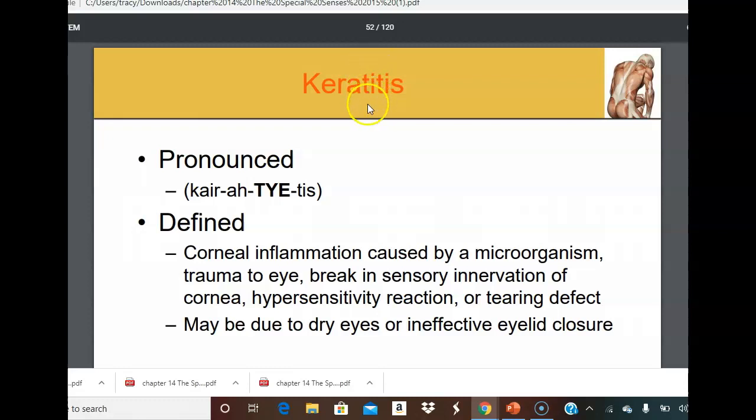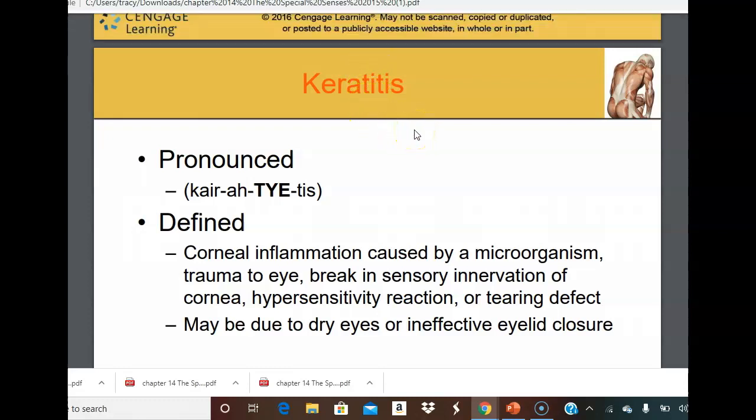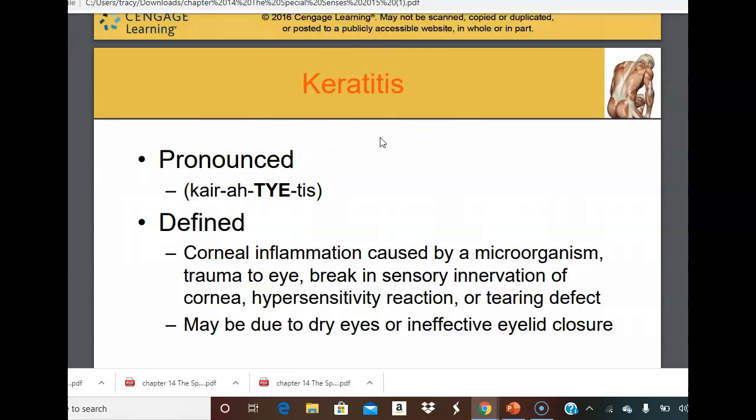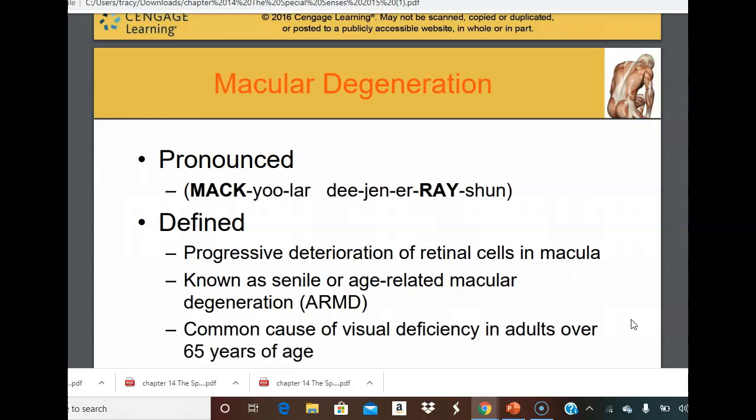Okay, so keratitis, remember kerata refers to keratin, but it also refers to cornea. So keratitis would be a corneal inflammation caused by a number of different things. It could be organisms of some sort, trauma, hypersensitivity reaction, tearing. But this condition is why it's very important to keep the eye lubricated. Dry eye situations or people that have issues with that can lead to keratitis. And when you get inflammation of the cornea, it can cause numerous problems. It can also be caused from ineffective eye closure. So people that have blepharoptosis or entropion or ectropion can be at risk for this.